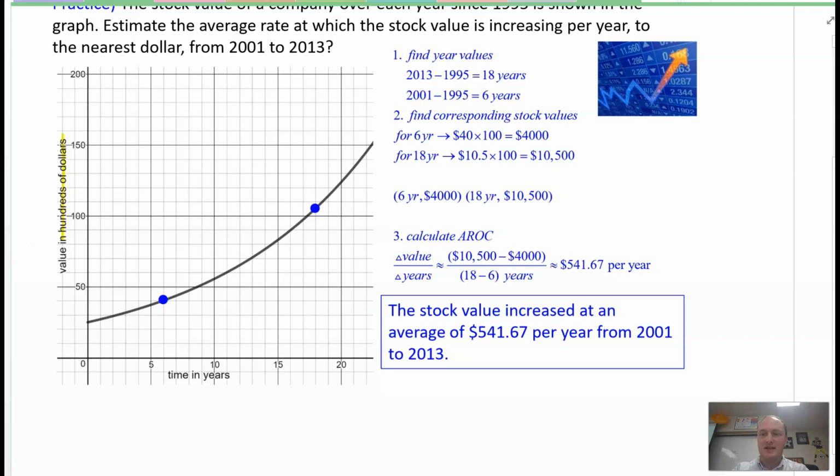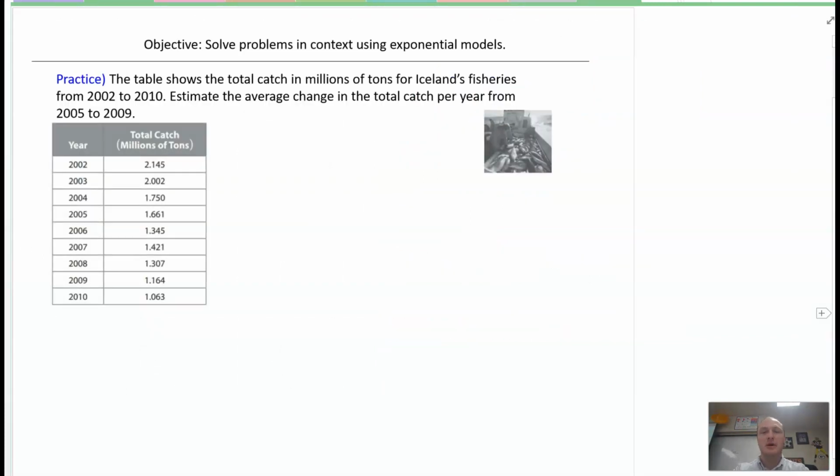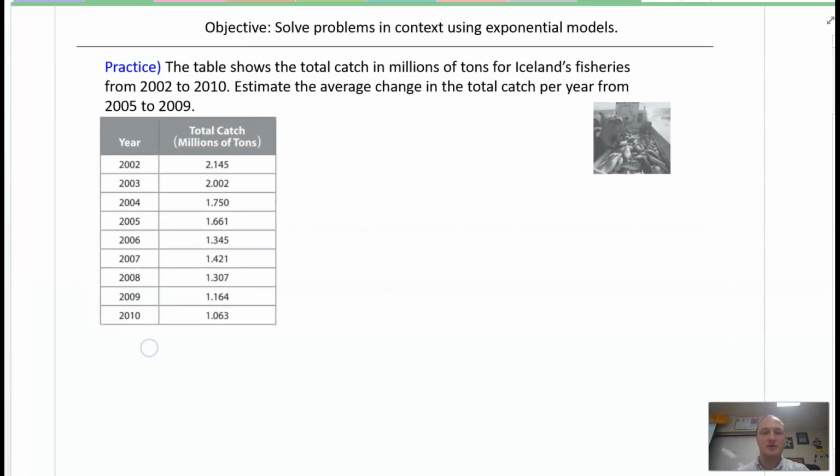All right, here is the second practice problem. Please pause the video and try this example. And then again, too, I'll give you a hint. Okay, so here you go. Pause the video. And here is the solution.